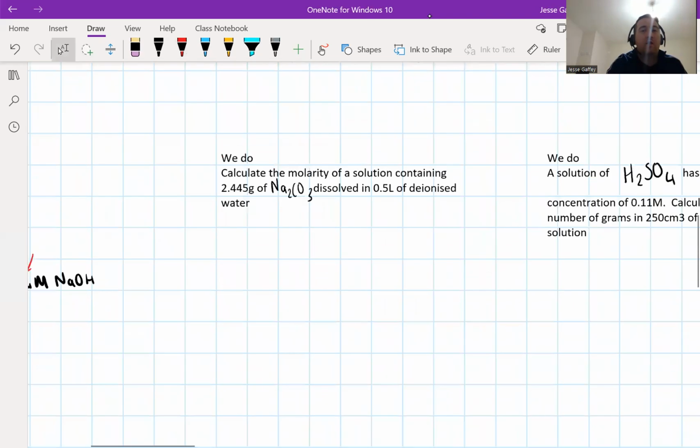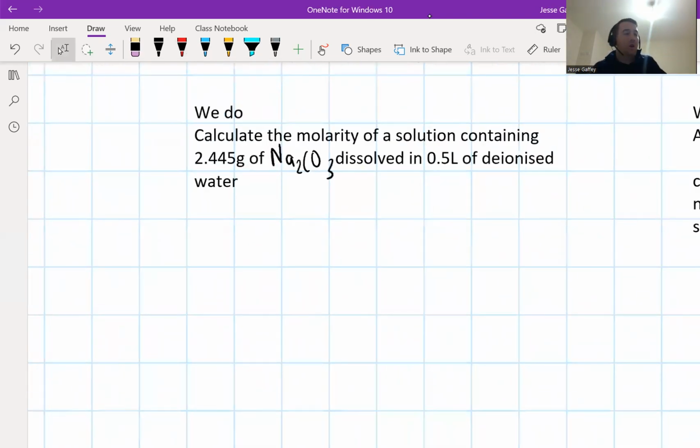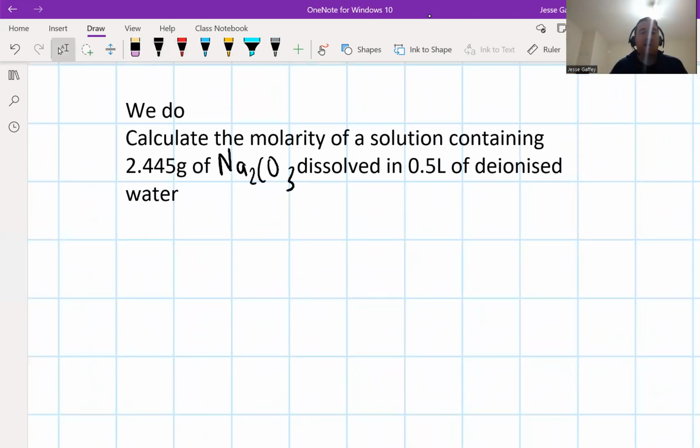All right, so let's do one where we do it together. At this stage, I am going to ask you to pause the video and plan out the problem here. What are we going to do? All right, so the plan here is we're starting with grams of Na2CO3, and we need to finish up with molarity. So our final answer should be molar Na2CO3.